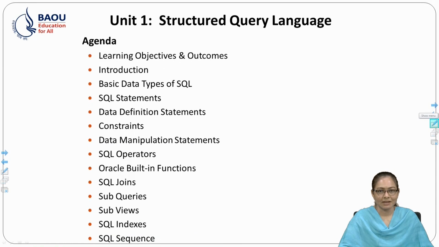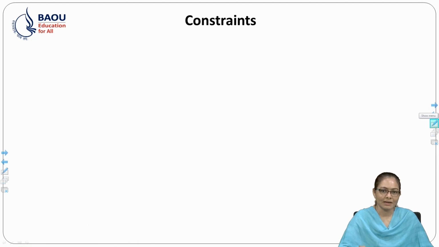From this agenda, in the first session, we have already discussed SQL data types, SQL statements like DDL, DML, DCL, TCL, and data definition statements like create table, alter table with add, modify and drop commands, rename, truncate and comment command. In today's session, we will discuss the remaining topics like constraints in detail with examples. Now we start with the constraint.